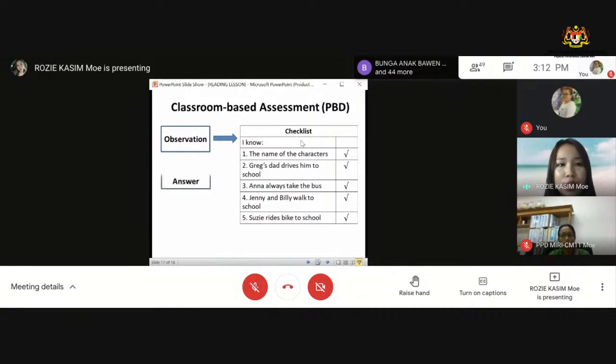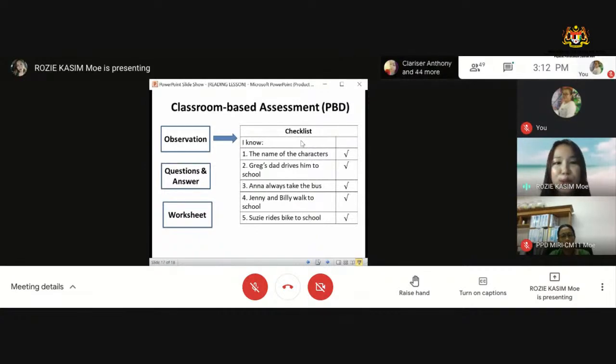And of course, another assessment would be through questions and answers. When they manage to answer your questions correctly, then you know that the pupils have achieved your learning objectives. And then, of course, worksheets. You will need to check the worksheets, and if they get the correct answer, then you know you have achieved your lesson objectives.